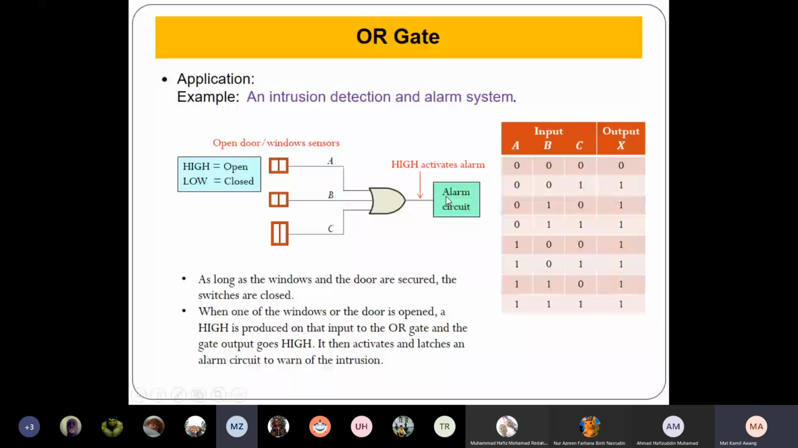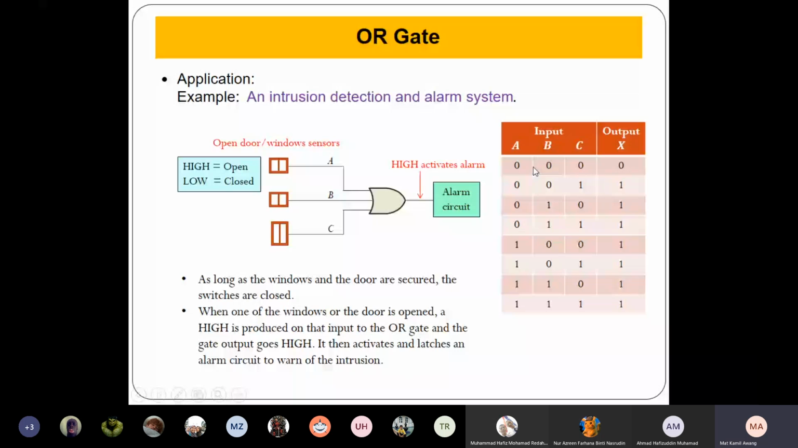As long as the windows and doors are secured, the switches are closed. When one of the windows or doors is open, a high is produced on that input to the OR gate, and the gate output goes high. It then activates and latches on the alarm circuit to warn of the intrusion.